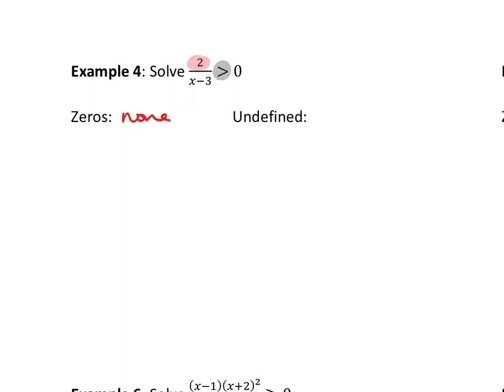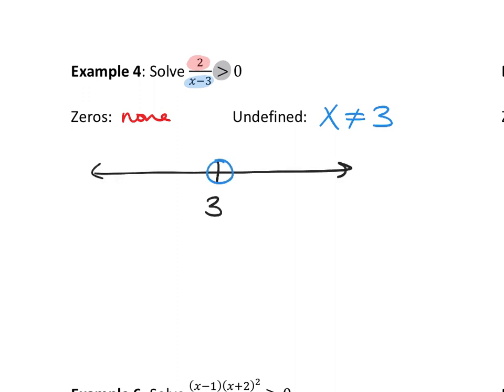Interesting. Are there undefined values, though? Yeah, what number is x not allowed to be equal to? x cannot be equal to 3. Okay. If we continue working this problem the way we did them on the front, even though we've got this weird scenario, here's my number line. I have no zeros, but I have this value 3. Okay, I only have 2 intervals to test this time, the left side and the right side of 3.